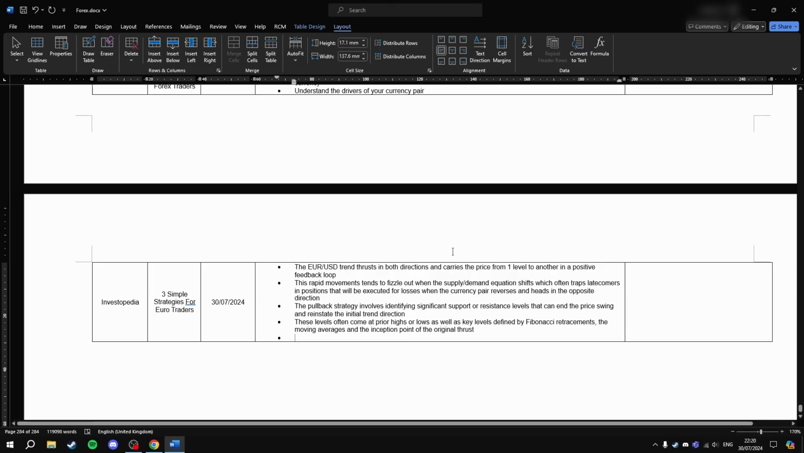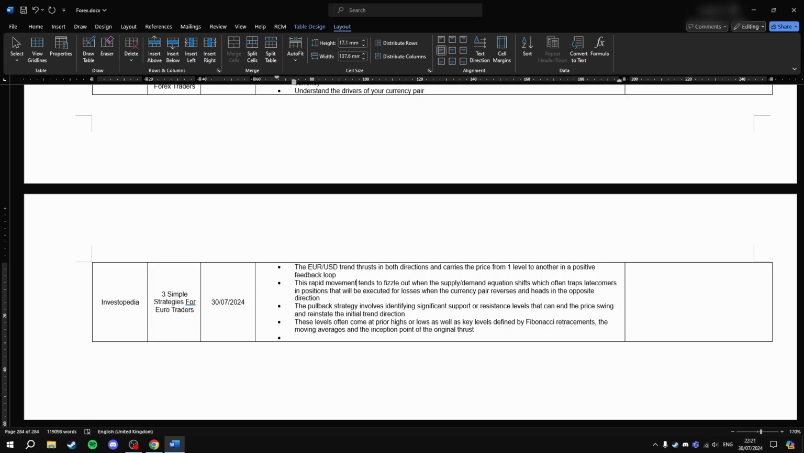Euro USD trend thrusts in both directions and carries the price from one level to another in a positive feedback loop. So it goes up to down, and then down to up, and then up to down again. This rapid movement tends to fizzle out when the supply-demand equation shifts, which often traps latecomers into positions that will be executed for losses when the currency pair reverses and heads in the opposite direction.